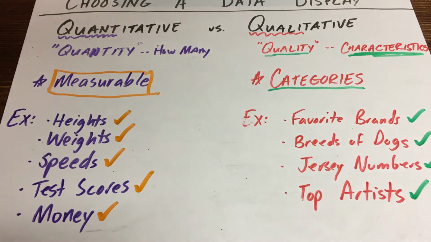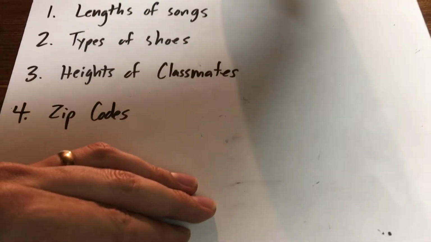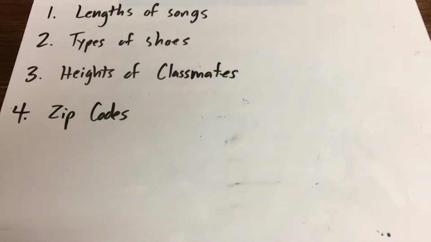Okay? So we're going to get some questions. It's going to ask you to put some examples into one of those words. And so I did a few here. See if we can test our skills. Quantitative or qualitative. All right, number one, the lengths of songs.